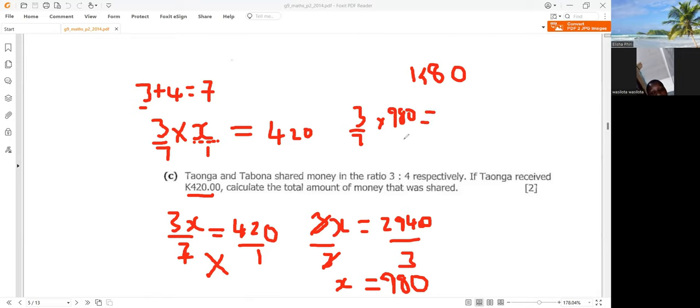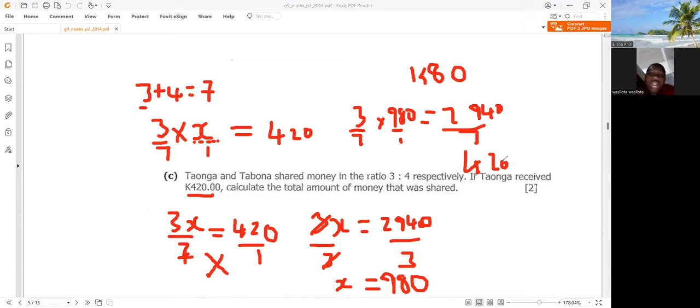Are we really going to find the answer? So now, when you multiply out 3 times 980, that's 2,940. That's what is on top. So here we still have a 7. So we introduce a 1. 7 times 1, that's 7. 7 into 2,940, that's 420. It's giving us what we were given in the first place.